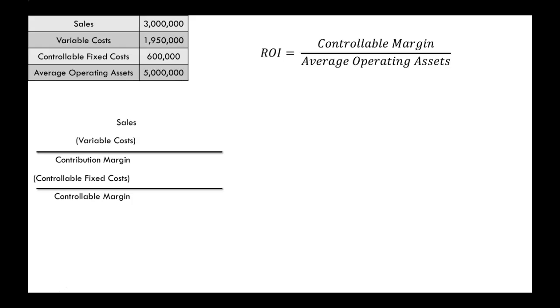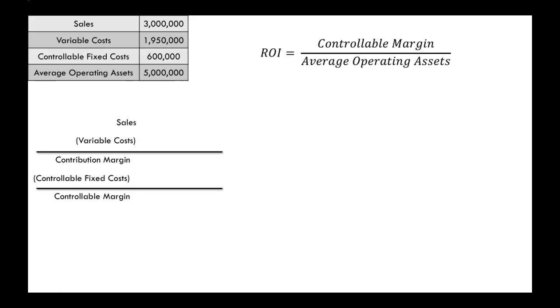So we have everything that we were given for the current year in the upper left. And then we see that our ROI formula is controllable margin divided by the average operating assets. So average operating assets we were given, that's the 5 million.